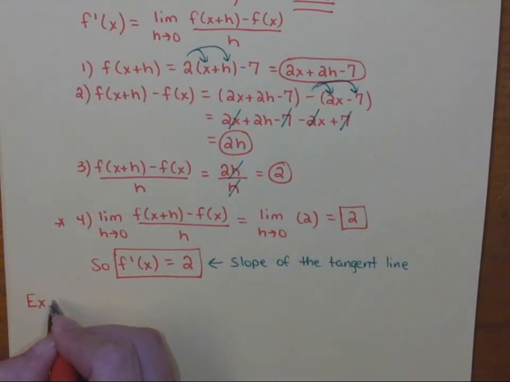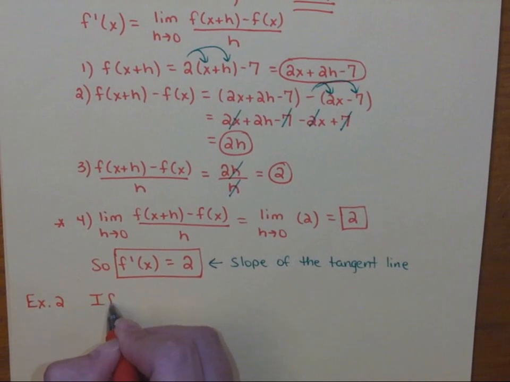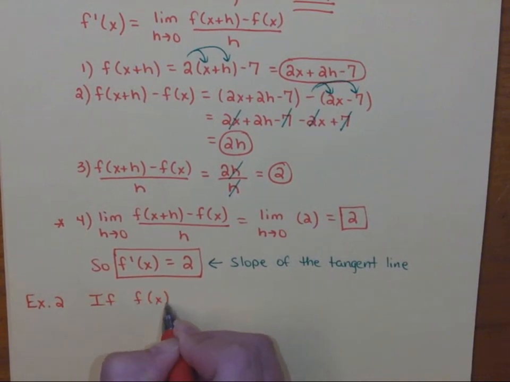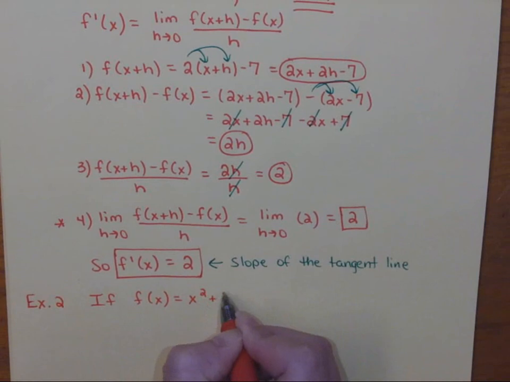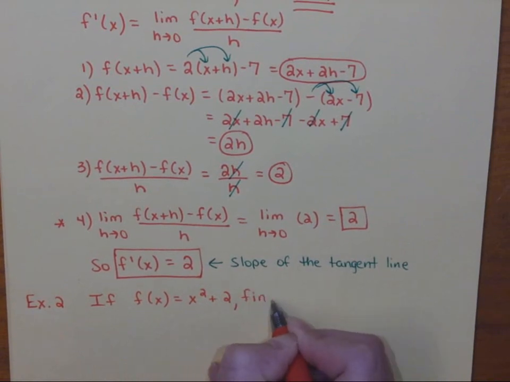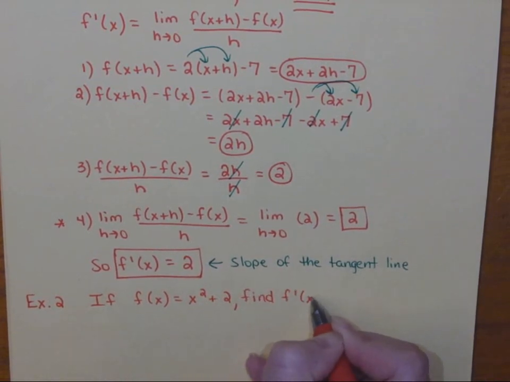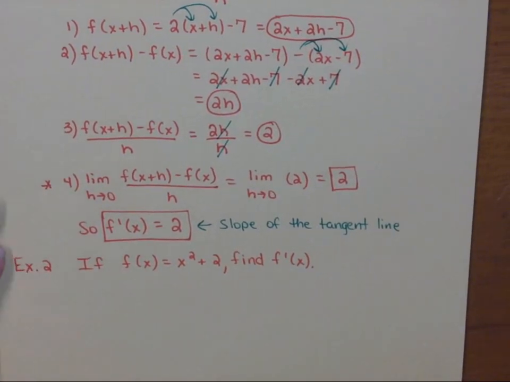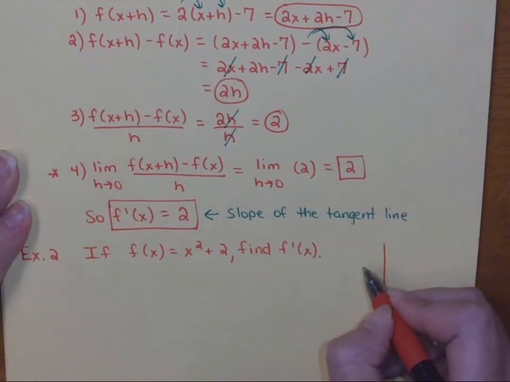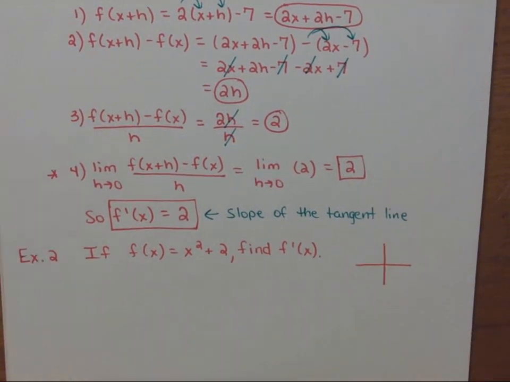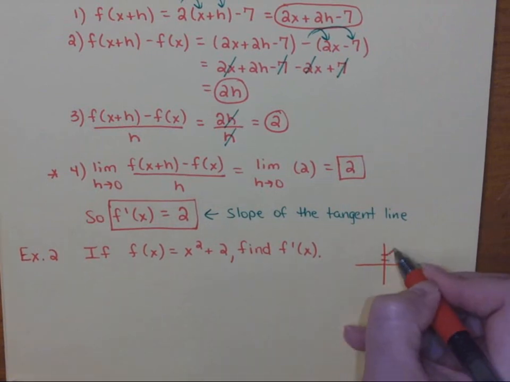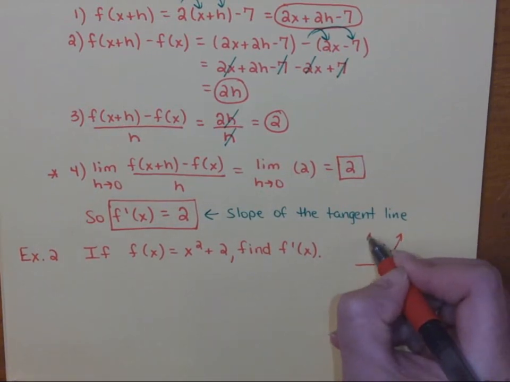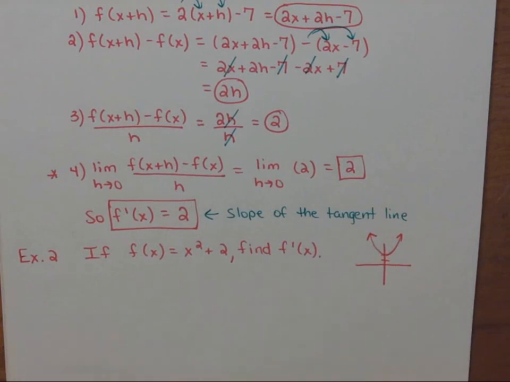So let's do one where the slope would not stay the same. If f of x equals x squared plus 2, let's do the same thing. Let's find the derivative. Remember, derivative notation looks like that. Maybe not totally necessary for this problem, but I want to sketch the graph of this real briefly. X squared equations look like parabolas. This parabola has been shifted upward 2 units. So it looks like this kind of curve.